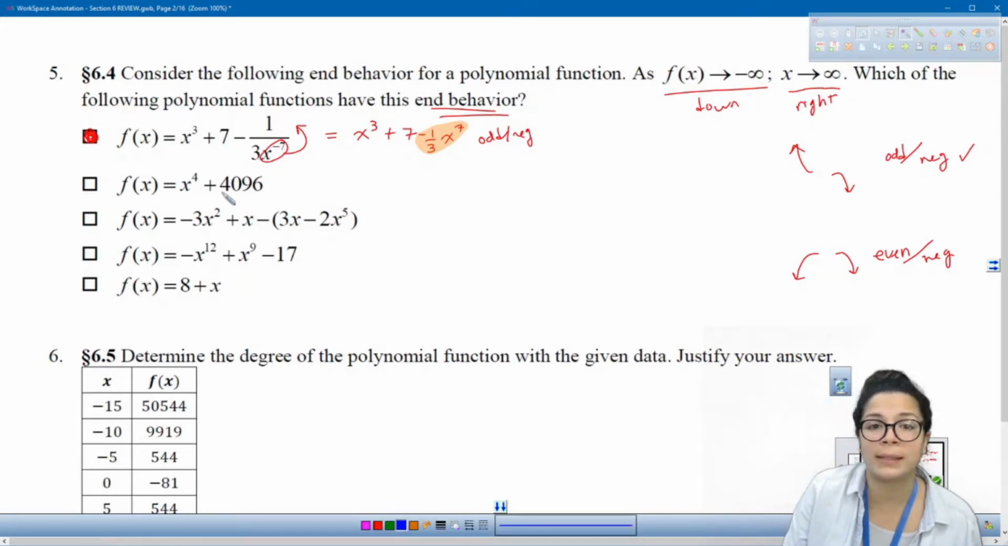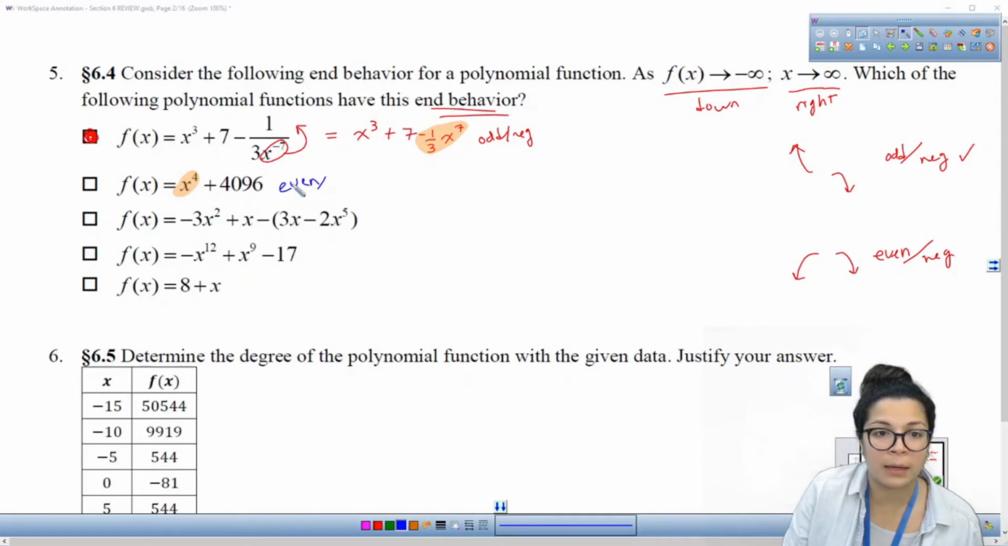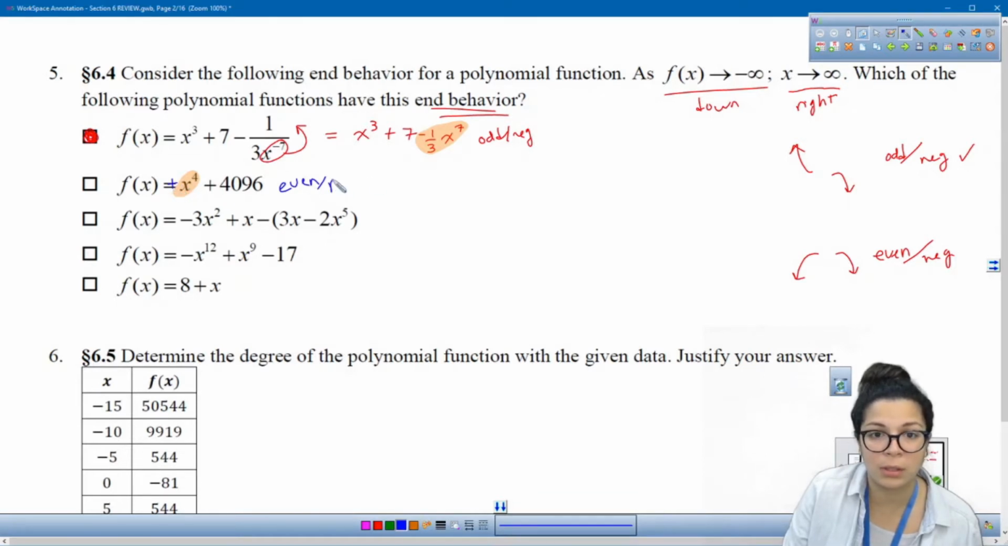This one's already simplified. What is the leading term here? x to the power of 4. So this one is even and has a positive coefficient. So no, that does not match our criteria. No. The next one, we need to simplify, distribute negative x.